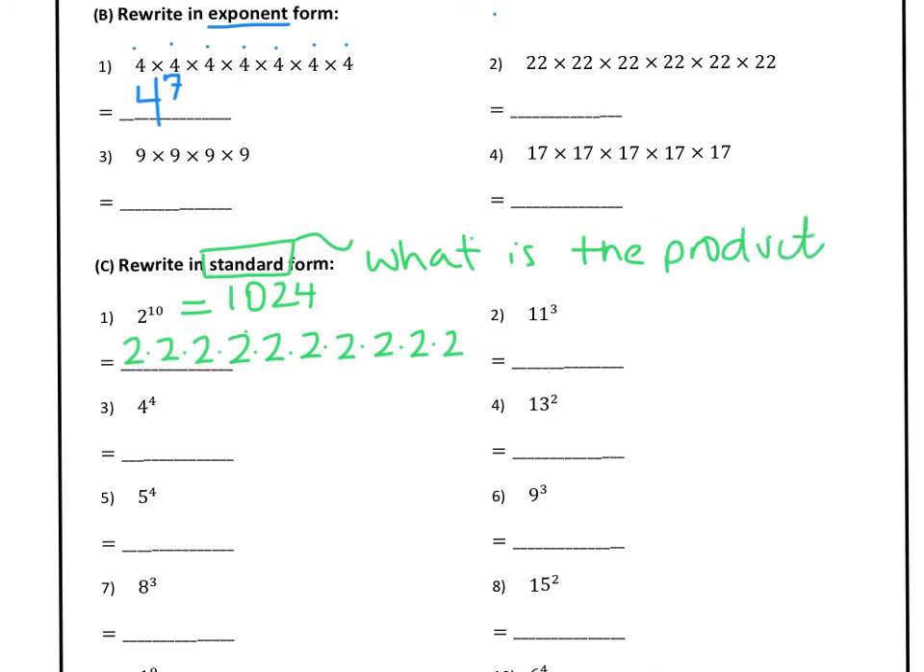Okay, so I'll do one more. So 11 to the 3rd, we want it in standard form. So we know 11 to the 3rd in expanded form is 11 times 11 times 11. And if we multiply 11 times 11 times 11, we get 1,331.